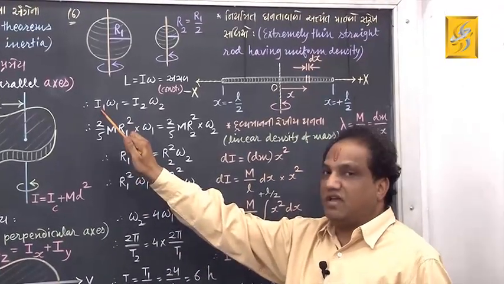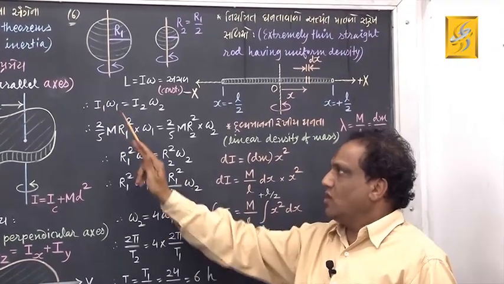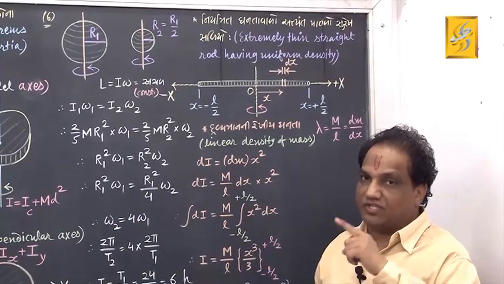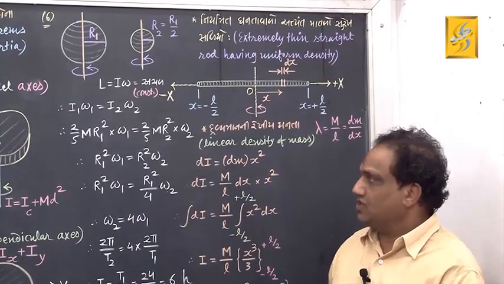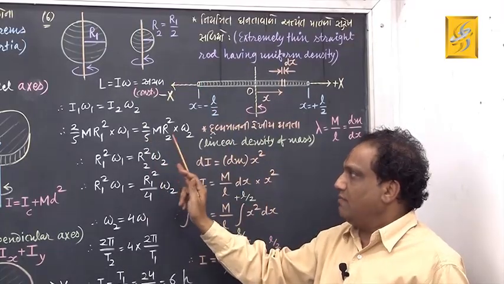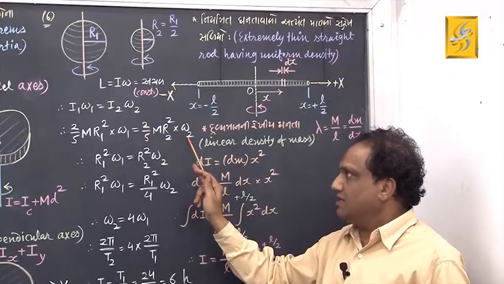But because here it is I1, I am putting here R1. Omega1 as it is. I2 is the moment of inertia of the same earth in the final condition where its radius has become R2. So I should write 2 by 5 M R2 square, omega2 as it is.